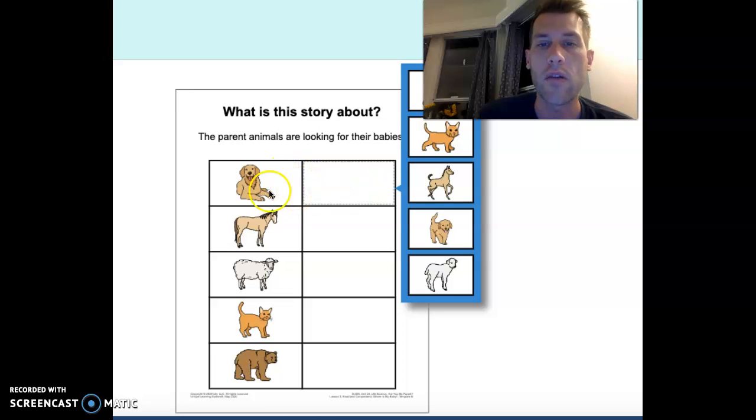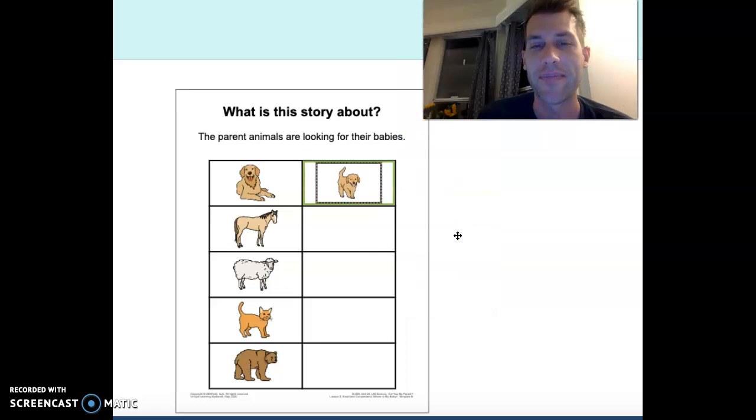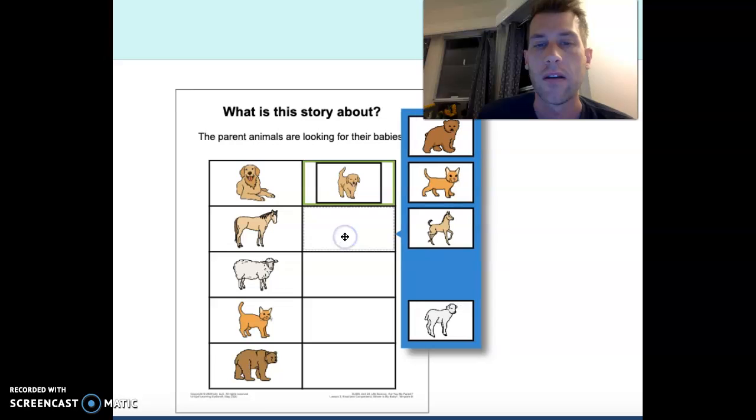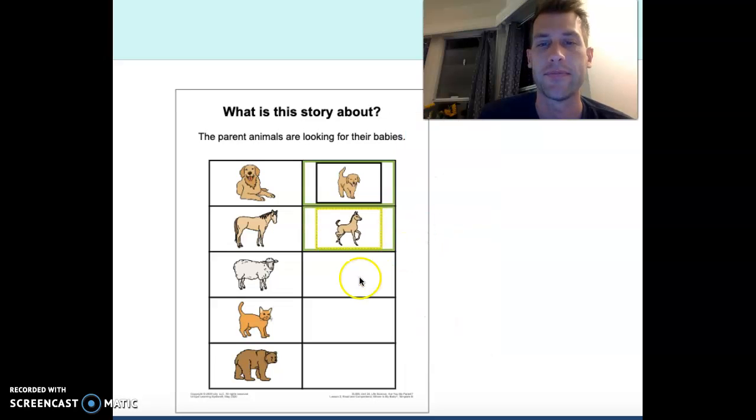Which animal is the puppy? Between these two, which one is the puppy? That's right. This is the puppy. Puppy. Which one is the foal? That's right. This one is. Foal.